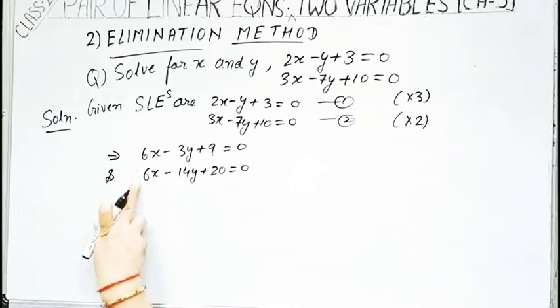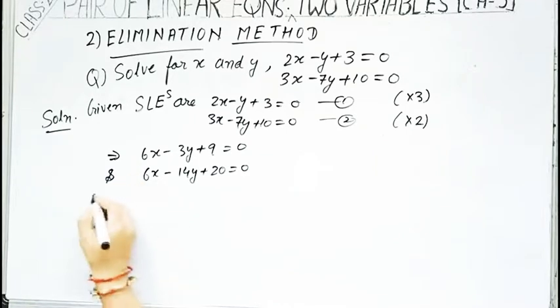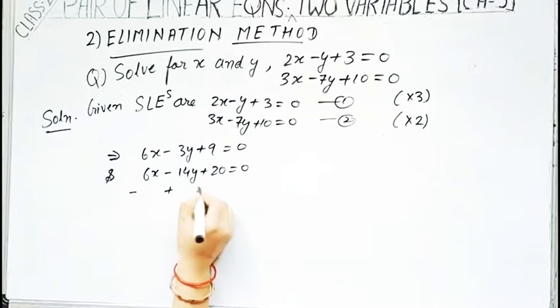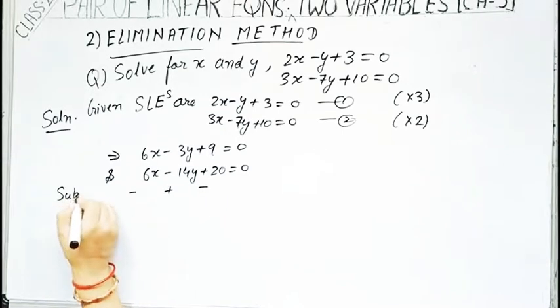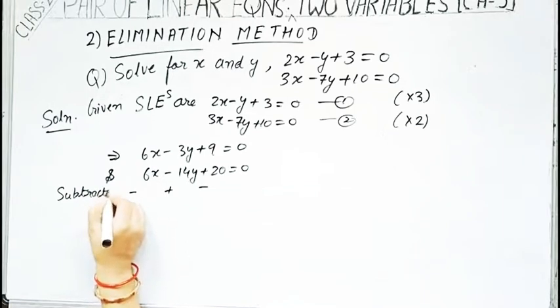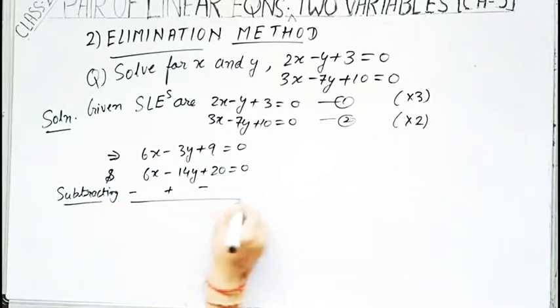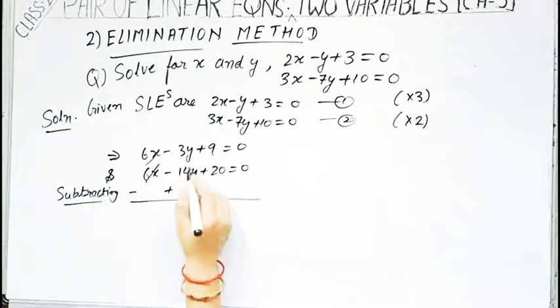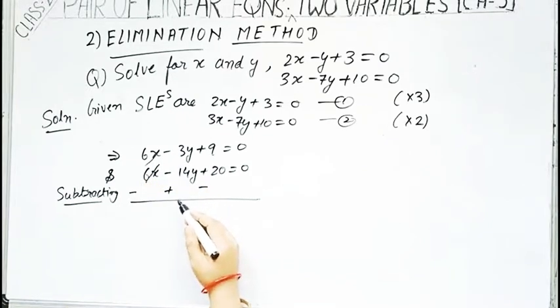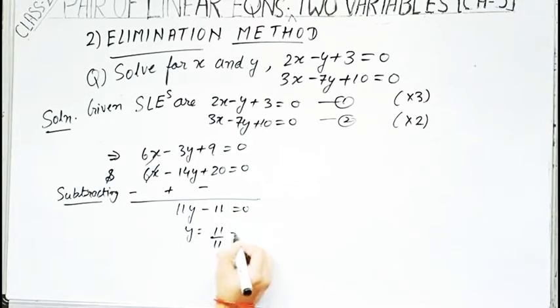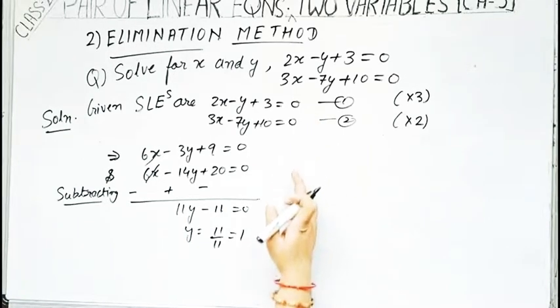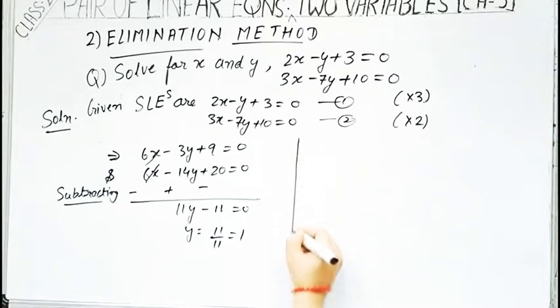Now since the coefficients are same and are of the same sign, we will subtract. So change the sign and we will write subtract. These two will be cancelled, and minus 3 plus 14 will be equal to 11y, and 20 minus 9 is 11 equals 0. So y equals 11 by 11 equals 1. Now this value of y we will substitute in either of equations 1 and 2 to get the value of the other variable, that is x.